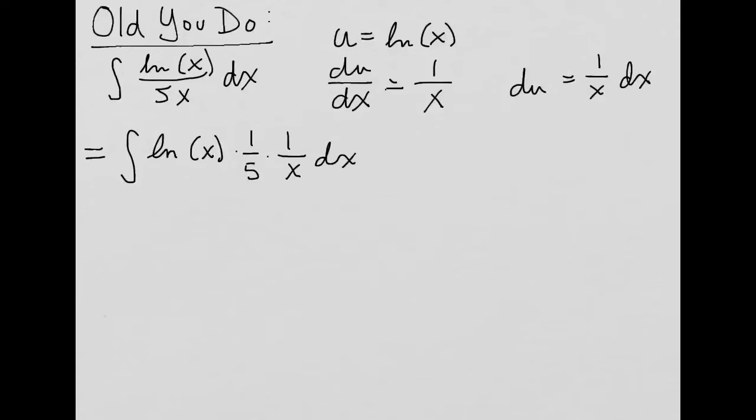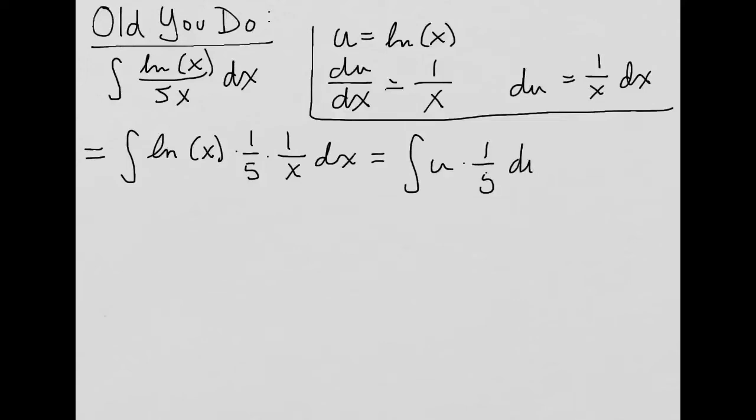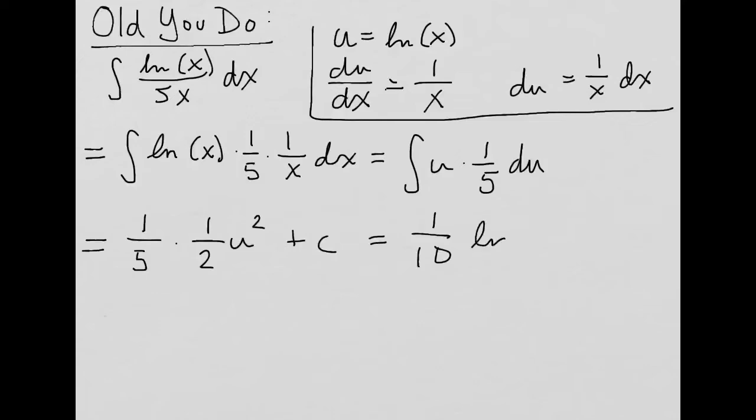And so if we rewrite this in terms of u, then we're going to have the integral of u times 1/5 du. When you take that antiderivative, we pull out that 1/5 because it's a constant, times 1/2 u squared plus C, and then rewrite it in terms of x because it is not a definite integral. So you have 1/10, which is 1/5 times 1/2, of u, which is natural log of x, all squared, plus C.